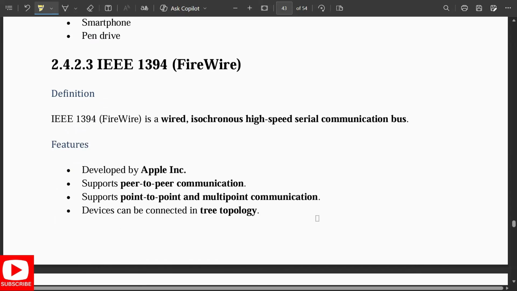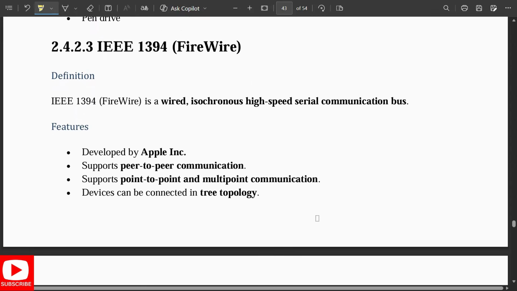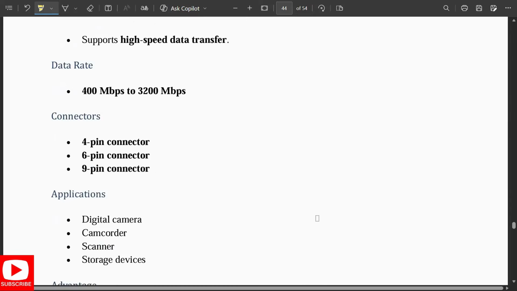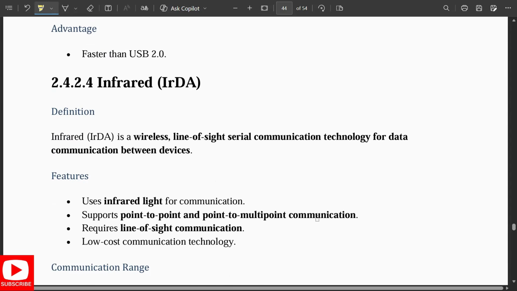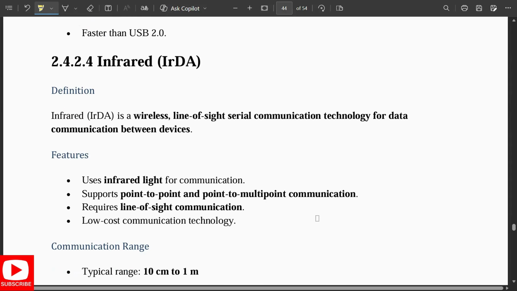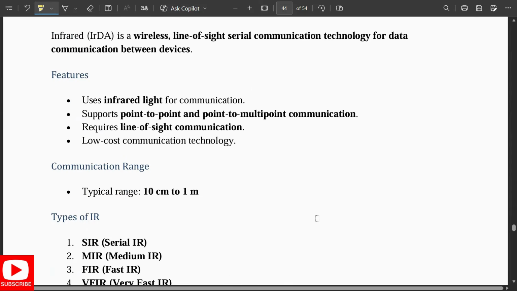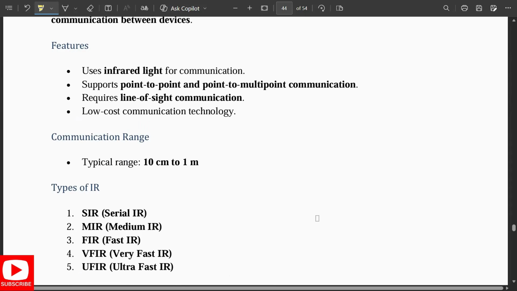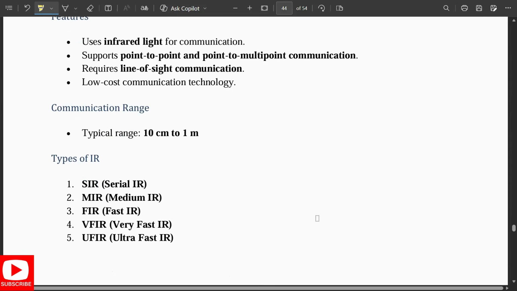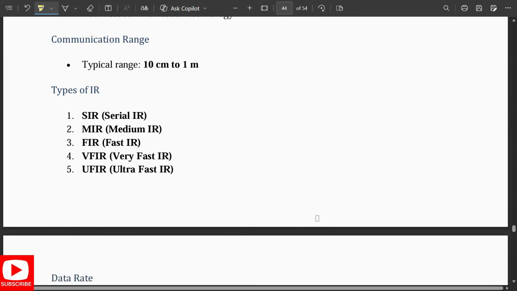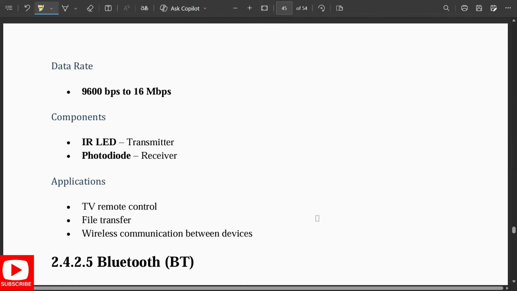Then comes IEEE 1394 FireWire. So this is a wired isochronous high speed serial communication bus. And also next is infrared IrDA. So here it is a wireless line of sight serial communication technology for data communication devices. This uses infrared light for the communication. Point to point and point to multi-point communication requires line of sight, and it is a low cost communication technology. The range is from 10 centimeter to 1 meter. So we have different types of IR also.